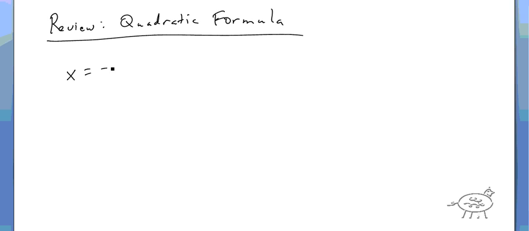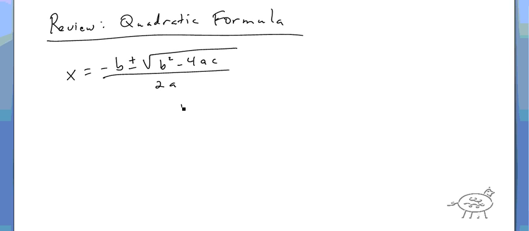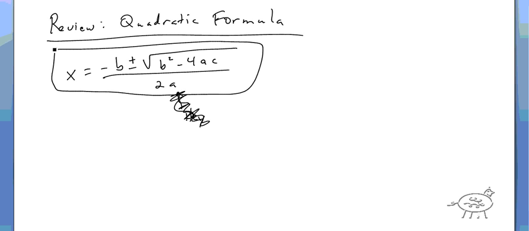X equals opposite of b plus or minus the square root of b squared minus 4ac all over 2 times a. Anyway, this is actually a really important formula. You guys should have that memorized.